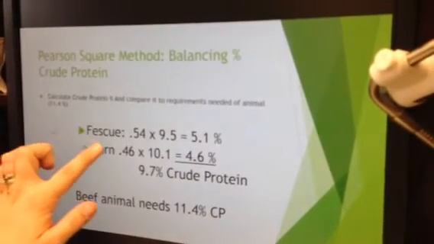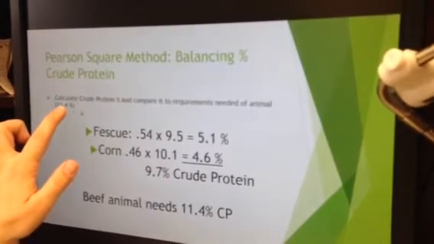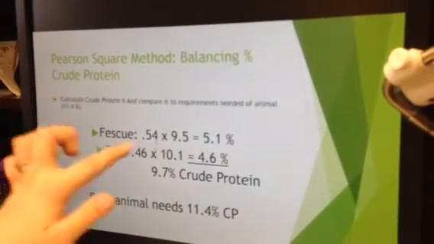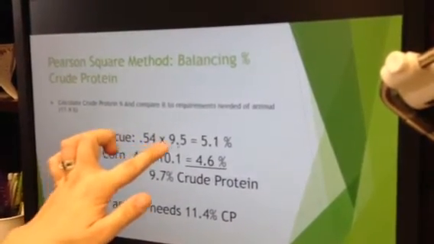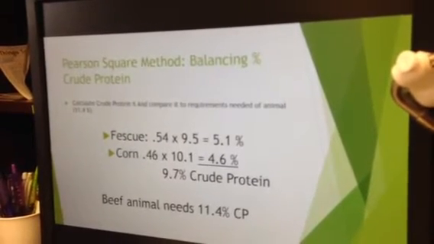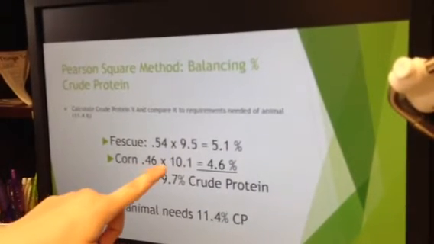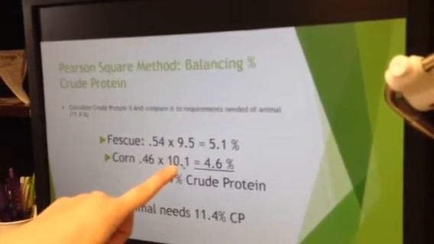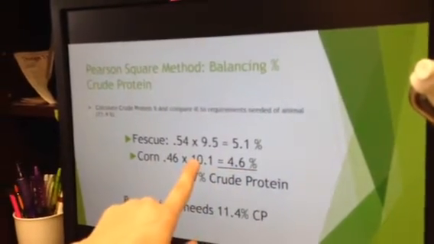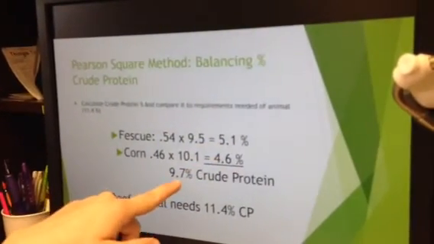So what we do is we know that the beef animal, based on that table, needs 11.4% of crude protein. So will this fescue and corn reach that? Well, we take 0.54 times 9.5, which is what the fescue has in it, and that equals 5.1%. Then the corn we used is 0.46, and we multiply that by 10.1, which is the protein in corn, and that's 4.6%. That only equals up to 9.7.